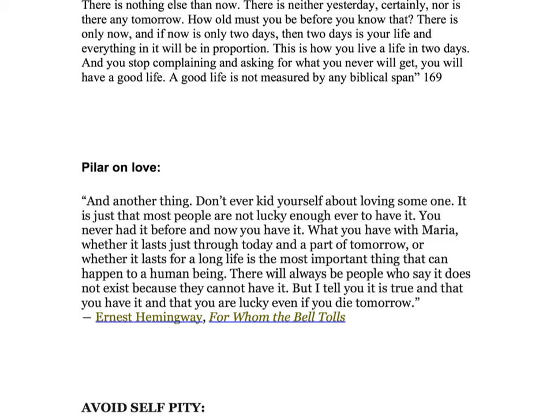You will have a good life. A good life is not measured by any biblical span. So here we have a mixture of valuing the love that he has and embracing the present. That one can get as much out of a 3-day relationship as one can in a lifetime relationship.